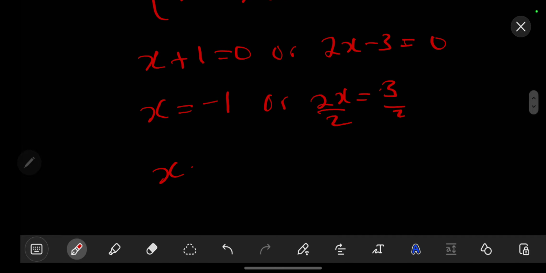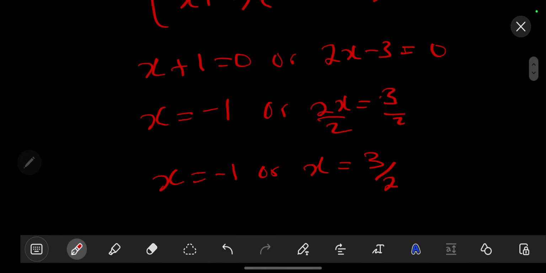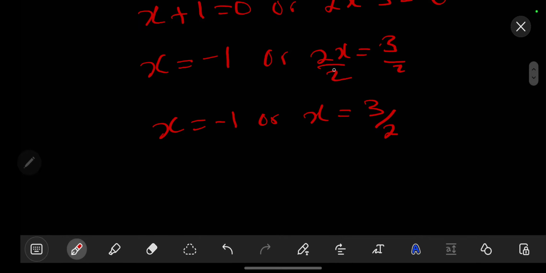So our x is equal to -1, or our x should be equal to 3 over 2, like that. So these are our values of x. But now let's switch up with the complex part. If you understand that, it will be very easy for you to understand this.